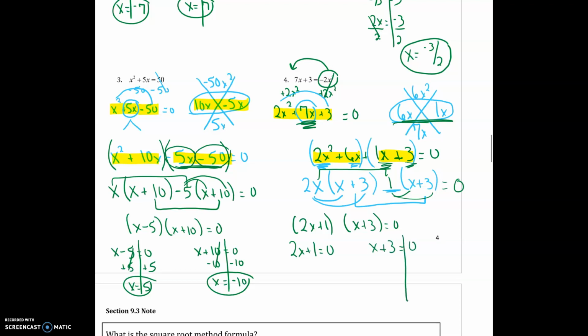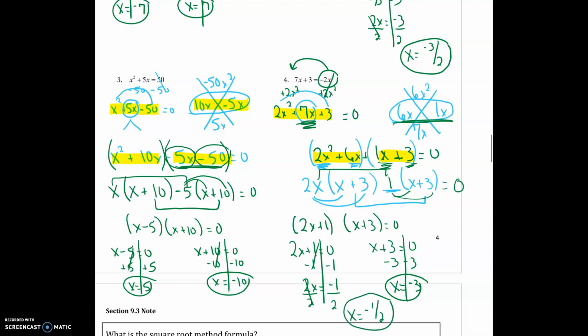I'm going to solve the one on the right first, because it's the easier one. I'm going to subtract 3. So one answer is x is negative 3. And on the other one, I'm going to subtract 1. Those 1's cancel out. I get 2x equals negative 1. And now to solve for x, I'll divide by 2 on both sides. And when I'm done, my other answer is negative 1/2.